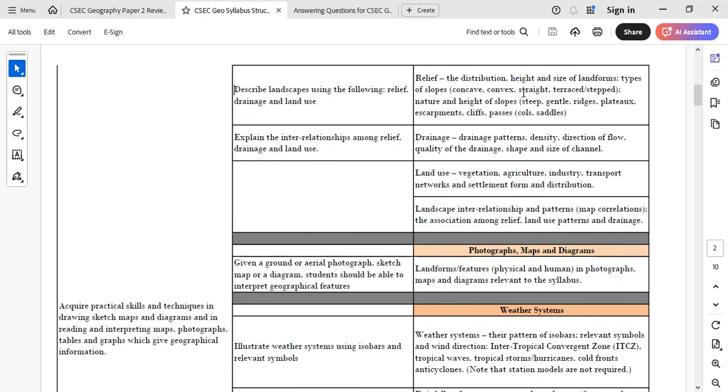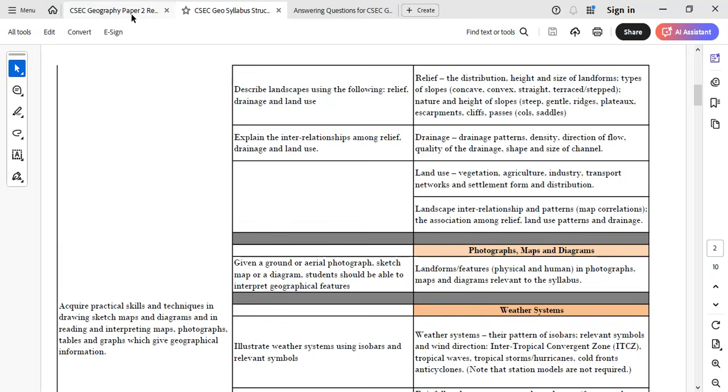For land use, is the land being used for cultivation, or is it used for natural vegetation, is it used for industrial activity, transport, settlements, etc.? And of course, all of these things could be asked as describing the distribution, describing how things are.